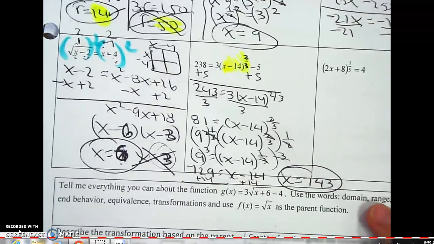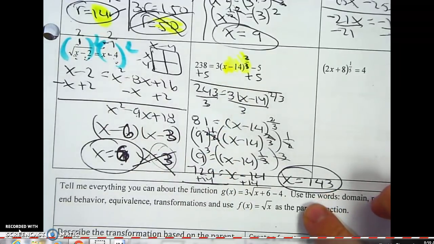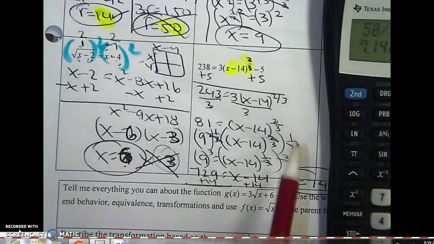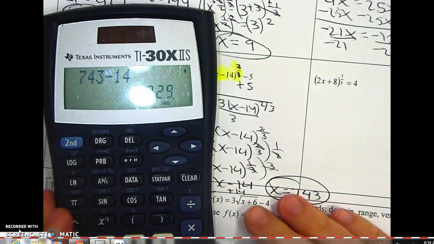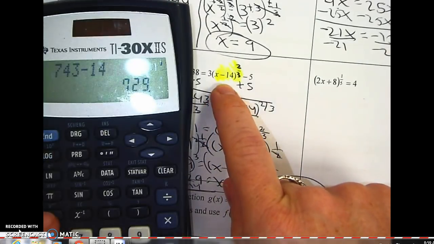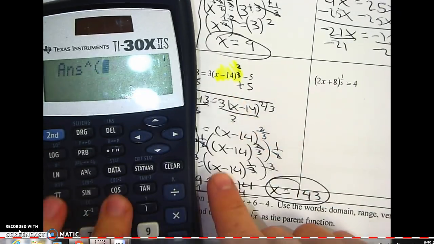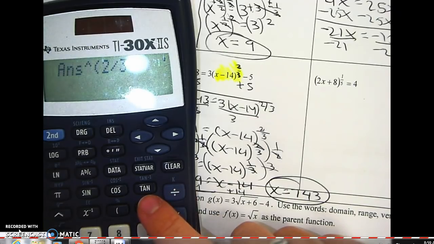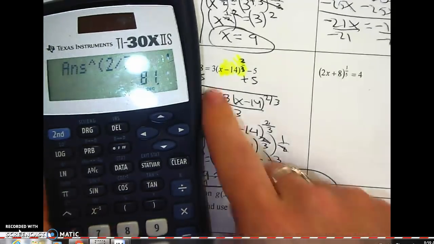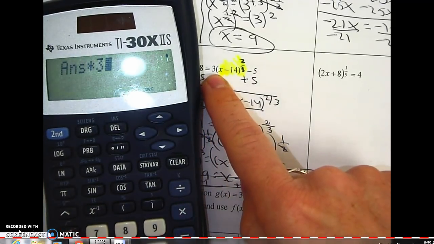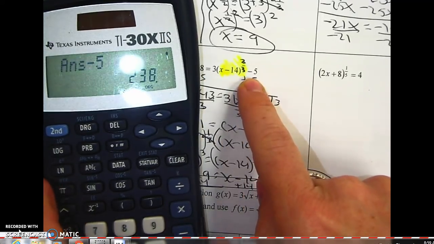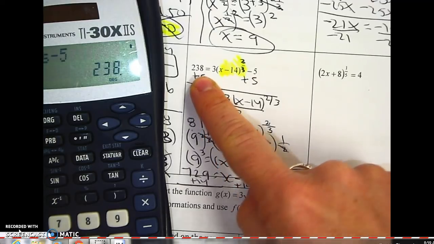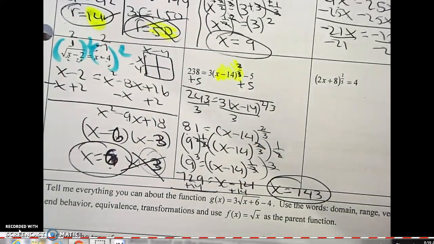Now, when you're done with this test, plug it in. Go 7 minus 14. So let me show you. I'm going to take the answer, 743, and I'm going to subtract 14. Okay? So I get 729. I'm going to take that answer, parentheses, to the 2/3. Then I'm going to multiply it by 3. And then I'm going to subtract 5. And I got 238, and there's the other side. Okay? So you can definitely check it.